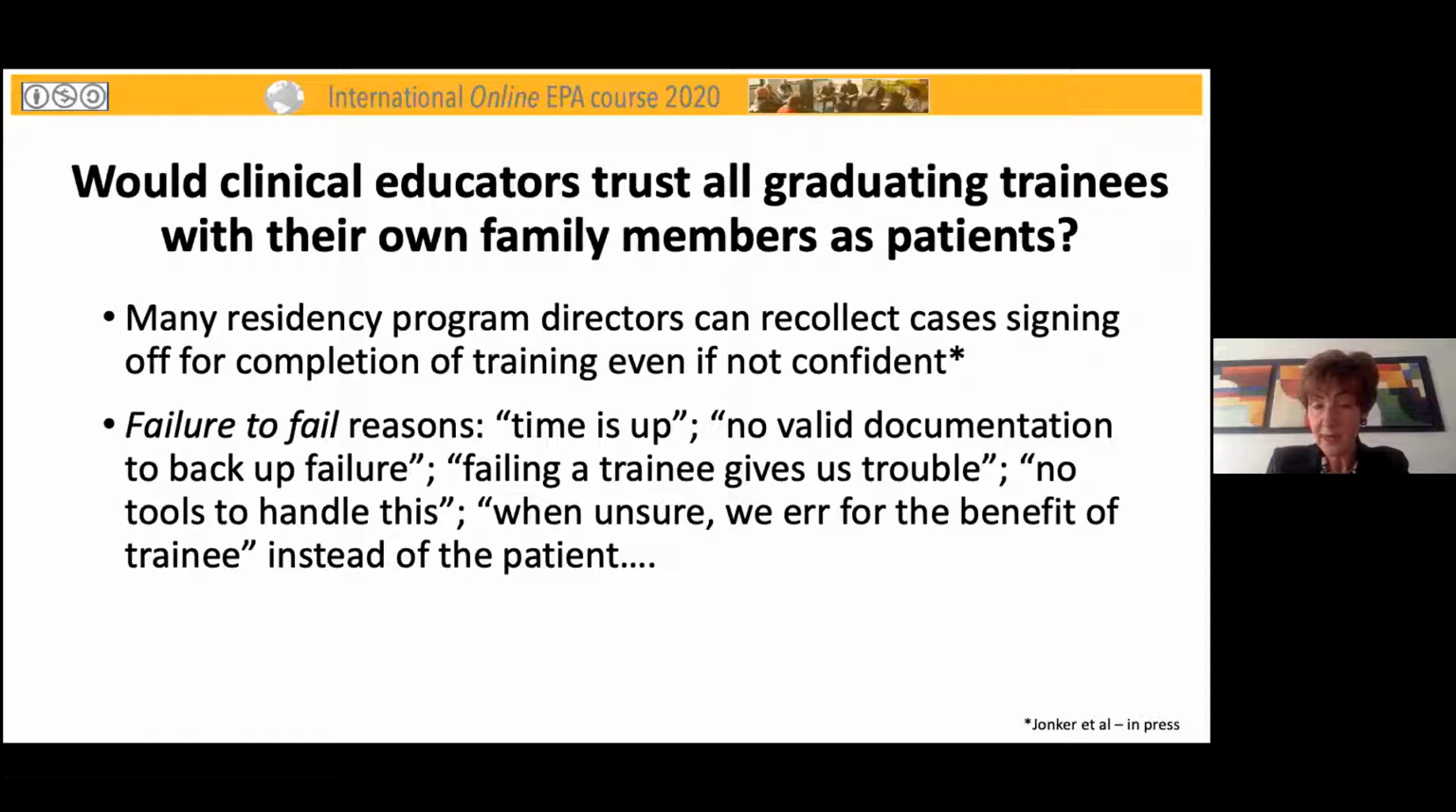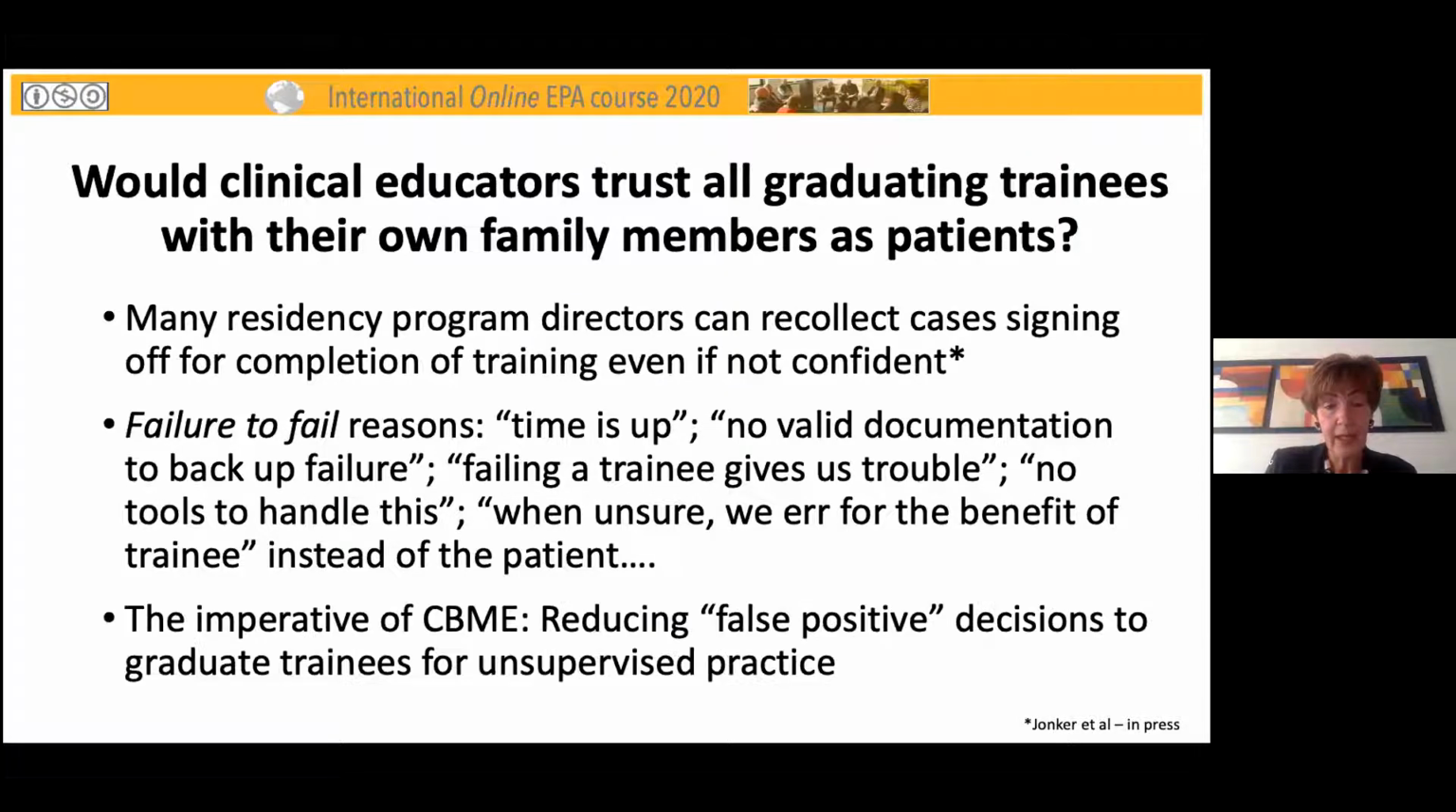And with medical students, I also know that if you say to a student, you fail, then there's a lot of trouble you have to go through what to do next. Because in a lot of contexts, there are no remediations, there are no tools to handle. What should I do now? I want to fail this student or resident, but what's next? And when we doubt, when we are unsure, we unfortunately err for the benefit of the trainee instead of thinking of the patient. So the imperative of CBME is reducing false positive decisions to graduate trainees for unsupervised practice, because that's what we do when we graduate them.